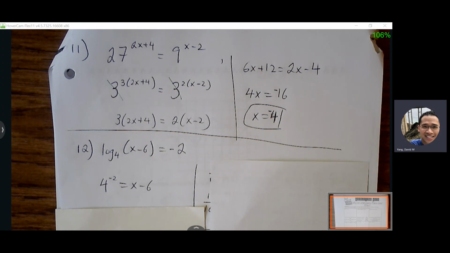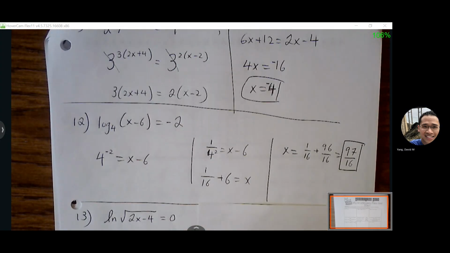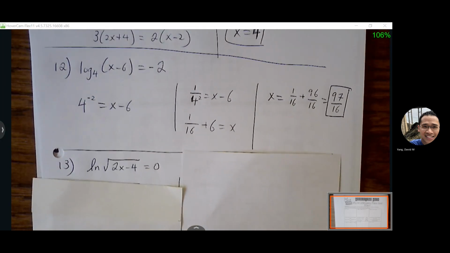What's another way of thinking about 4 to the negative 2? 1 over 4 squared, yeah, which is 1/16. Okay, any questions with 12?